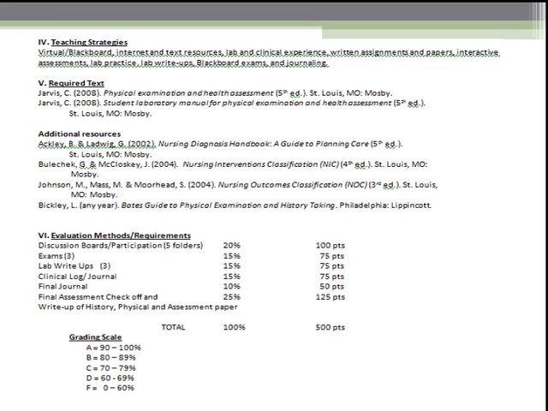Teaching strategies: we're going to have lab practice, lab write-ups, Blackboard exams. We're going to journal a little bit. I'm going to talk about that. Written assignments, papers. Oh, it's going to be so much fun. You need the 2 Jarvis texts. You need brand new texts. If you bought a used text, that is fine, but it has got to have the supplemental CD that comes with that Jarvis text. If it does not have the supplemental CD, that text is no good to you. We are going to use that supplemental CD over and over again.